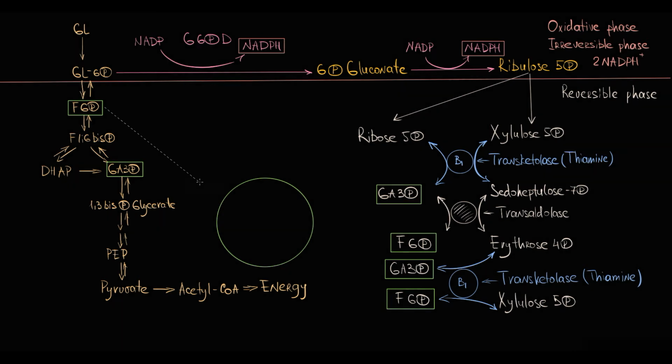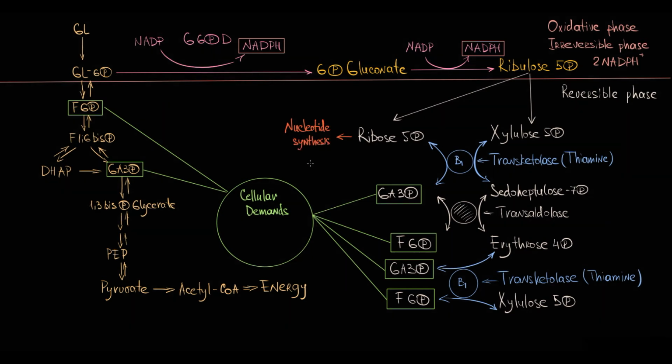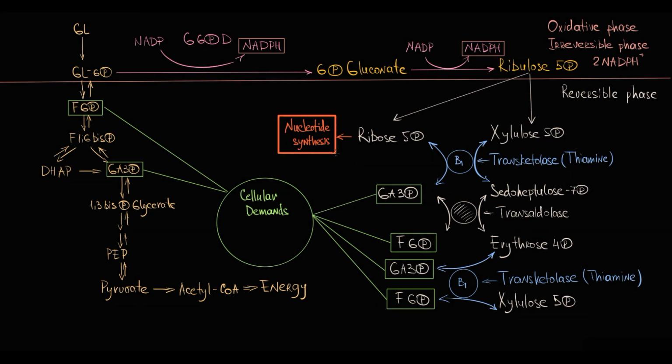So glyceraldehyde 3-phosphate and fructose 6-phosphate can be used in all these 3 pathways. It all depends on cellular demands. Also, ribose 5-phosphate is the intermediate metabolite that is required for synthesis of nucleotides. And nucleotides, as we know, are used in DNA and RNA synthesis. So the hexose monophosphate shunt, via ribose 5-phosphate, is connected to nucleotide synthesis.